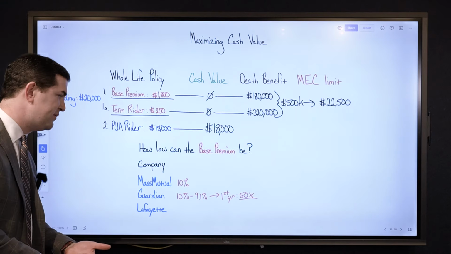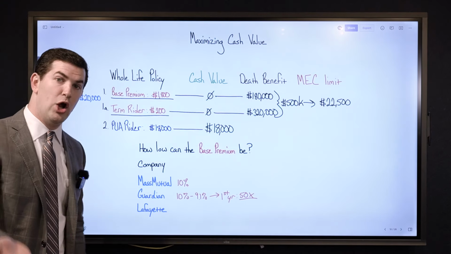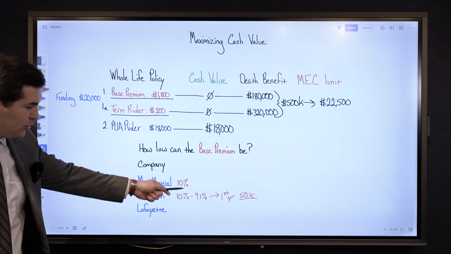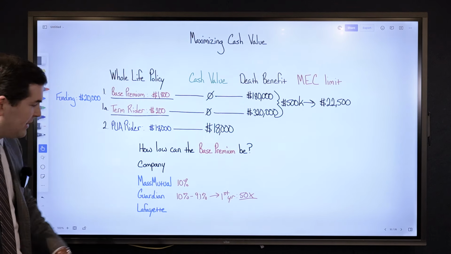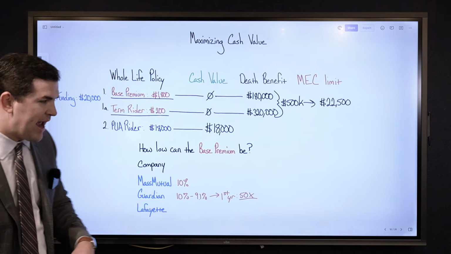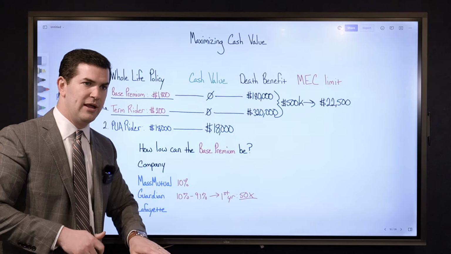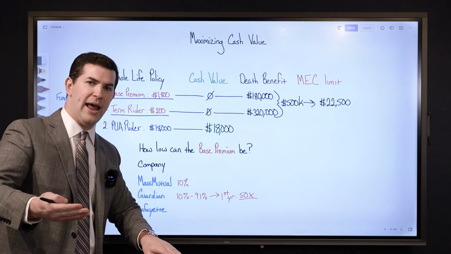So I can start with a big lump sum. It's not always 50, but I can go up to that number, which is pretty cool. And then Lafayette does not have a percentage or a multiplier in that respect. They have a limit as far as how low the whole life death benefit, which generates the base premium, can be, and then how much more term you can add to it.